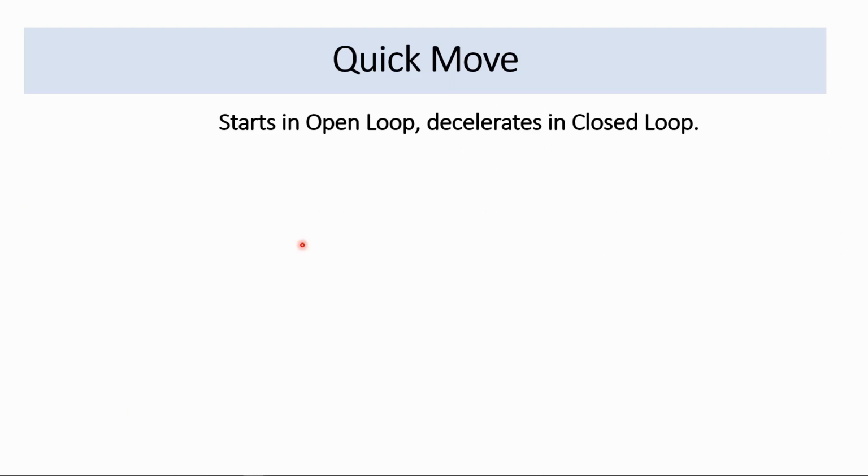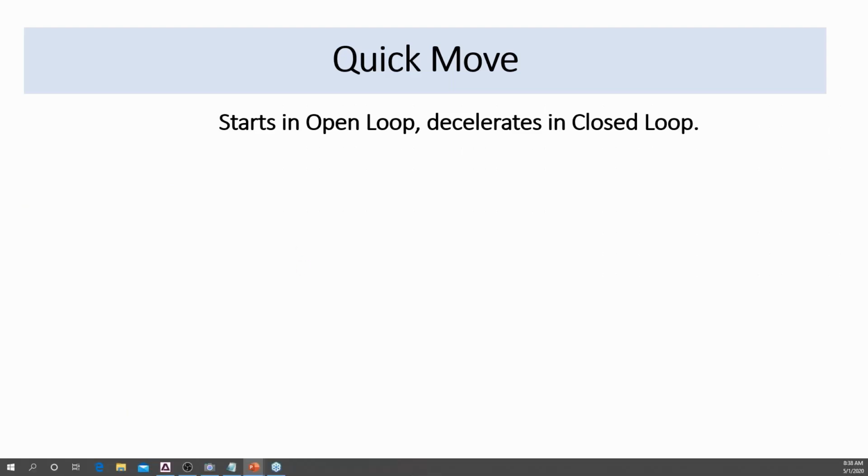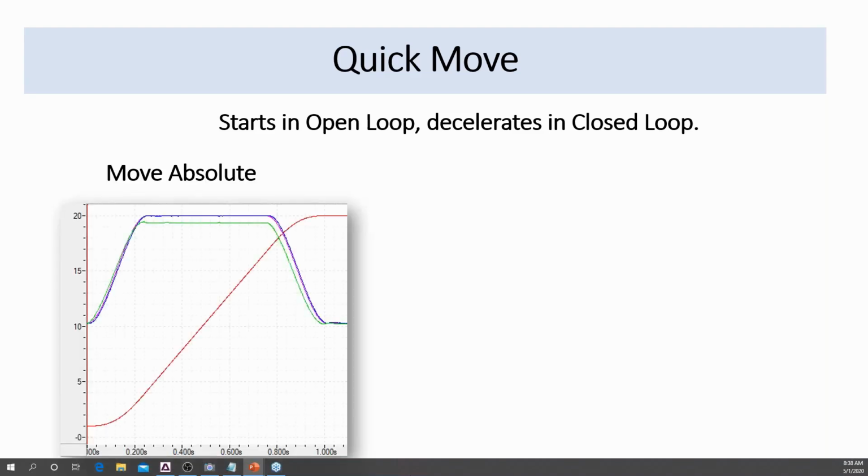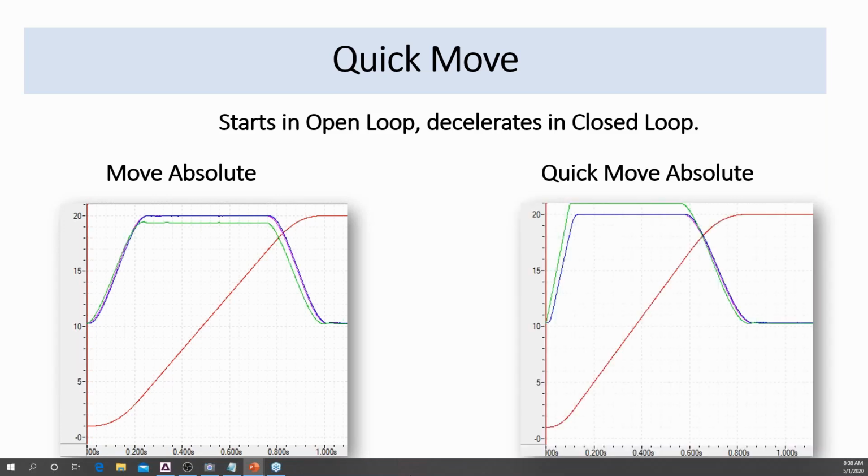Next topic is quick move. Quick move starts in open loop and then decelerates to final position in closed loop control. Here's a plot of a regular move absolute command, and here we have one of a quick move absolute command. Absolute means that we're moving to an absolute defined position. If we say 7, we'll move to 7.